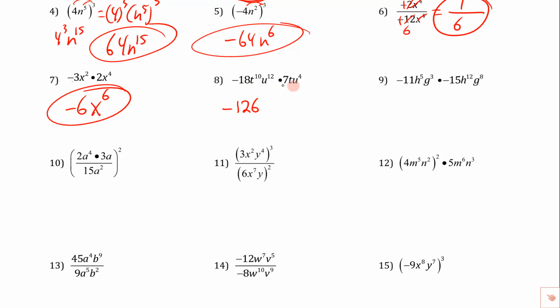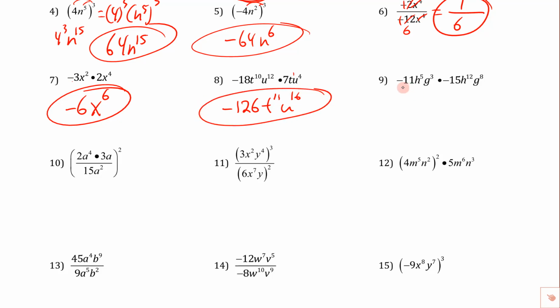Then let's take a look at these. We've got some T's and some U's. Remember, we want to write these in alphabetical order. So T, U, V. So we're going to do the T's first. I've got 10 here and 1 more right there. Remember, if it's not written, the exponent is a 1. So that means altogether we have 11. And then we've got 12 U's here and 4 U's here, so this would be u to the 16th. So we'll go ahead and circle.